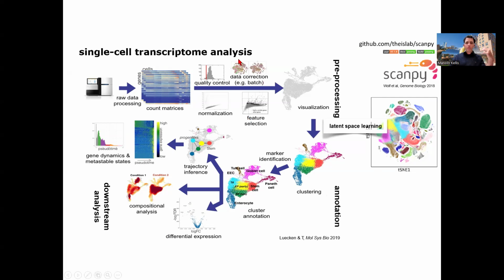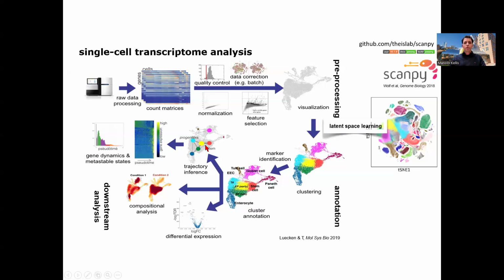And then you can carry out quality control, data correction, normalization, feature selection. And a lot of that is going to be in your problem set 1 that's going to go out on Tuesday. And you can then visualize the corresponding cells by projecting them into the lower dimensional space. And then you can start annotating them. And then you can cluster the cells together. Then you can annotate these clusters based on different names.